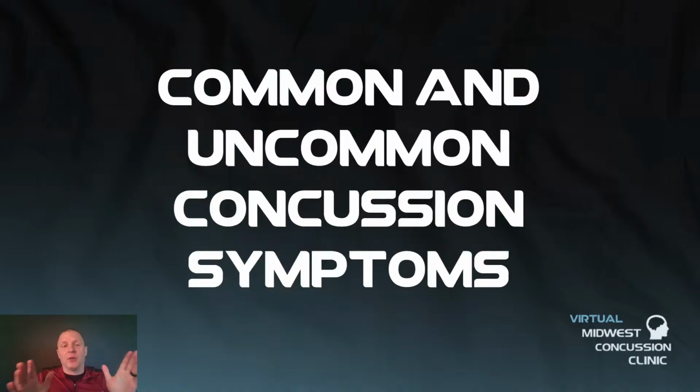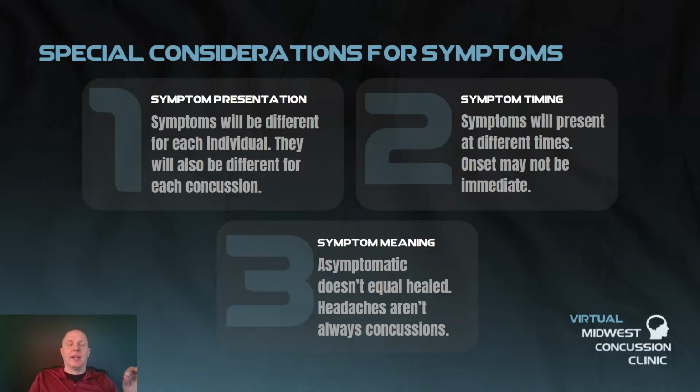The reason we talk about common and uncommon symptoms with concussions is pretty easy, pretty basic, pretty standard, okay? Not everything will be the same based on each individual injury. So some special considerations, concussion symptom presentation. Everybody's symptoms will be different. And what I mean by that is not only will they be different from person to person. I've had a concussion, my friend's had a concussion, his concussion symptoms are totally different than mine. They will also have a potential to be different between each individual concussion somebody might have.